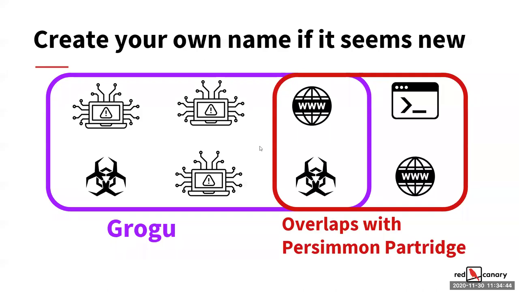Again, your team has some other intrusions you're tracking as Grogu, but there's a blog post that's out there publicly. Cool, explain what overlaps with that blog post on Persimmon Partridge or whatever group. So again, the idea here is sometimes, especially as you're a more advanced team, you start to cluster together activity. You might find something that seems new. No one else seems to be tracking. In those cases, absolutely give it your own name. But then if you find out later there's overlap, explain that overlap, right? And if you publish publicly, explain that overlap as well.